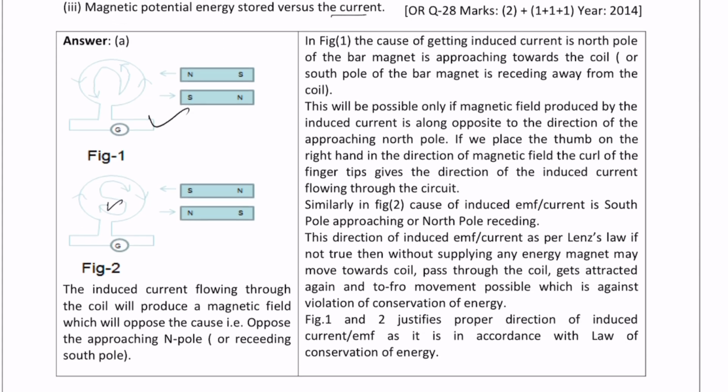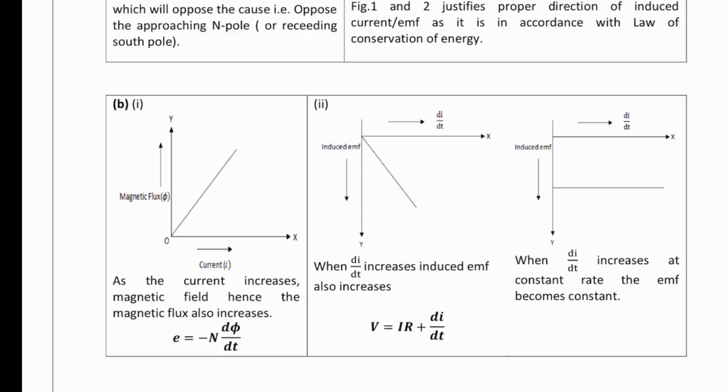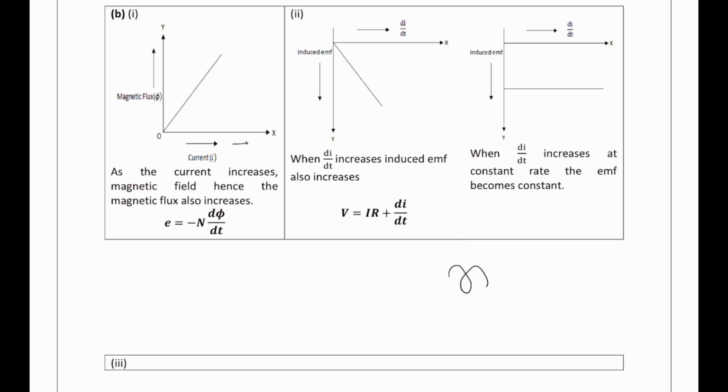Now this is the direction of current, and this is the magnetic flux. The more current flows through the inductance, the more magnetic flux will be produced, correct? So if we plot a graph of I versus flux, it is proportional, meaning when the current is 0 the flux is 0 at the origin, so a straight line will be obtained, correct? So E is d phi by dt.